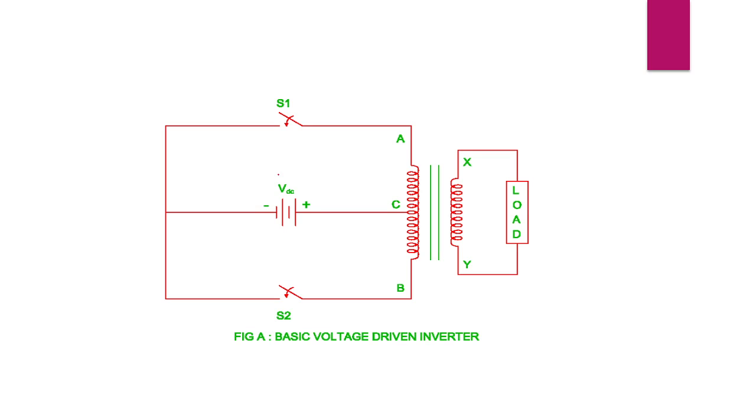When switch S1 is on, this one is positive and this one is negative, so the output voltage is negative. When switch S2 is on, this one is positive and this one is negative, and a positive voltage is available at the load. So this type of waveform is available at the output.